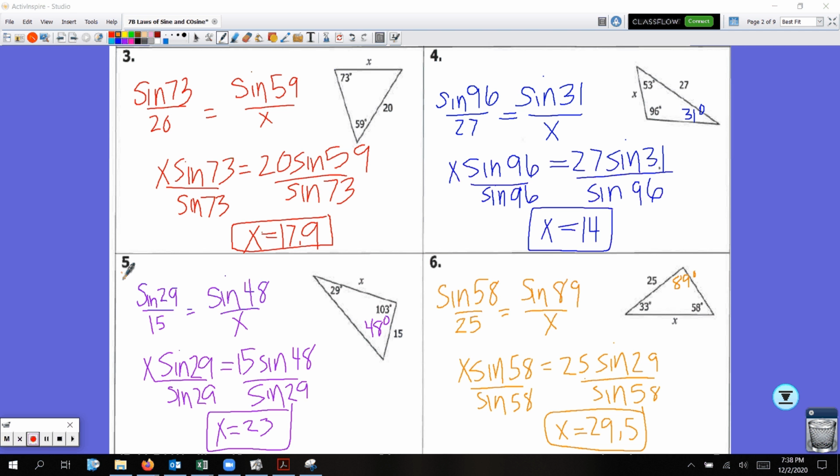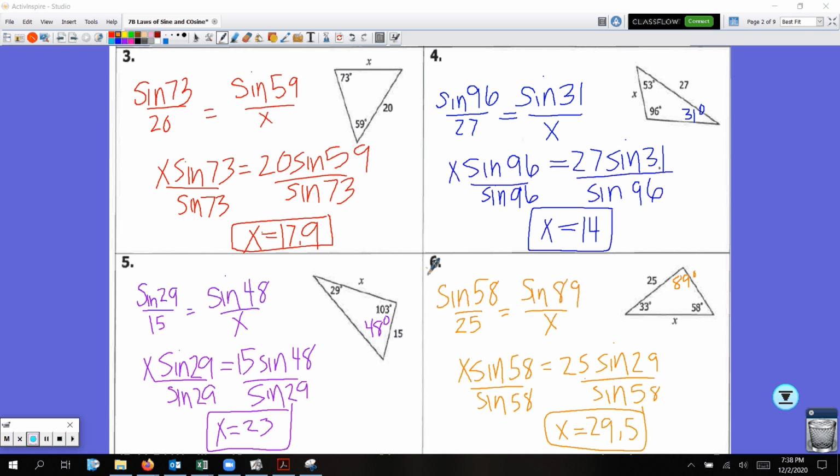Down here in number 5, same thing. We were missing the angle opposite of the side. So I had to subtract from 180. I get 48 degrees here. So the side I'm given is 15. The angle opposite of that is 29. Sine of 29 over 15 is equal to sine 48 over X. We get X is 23.